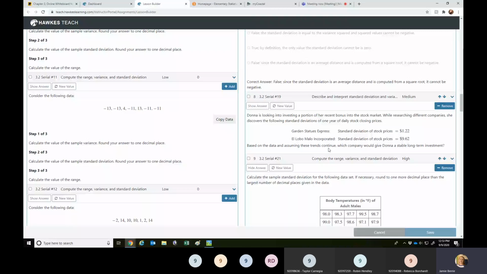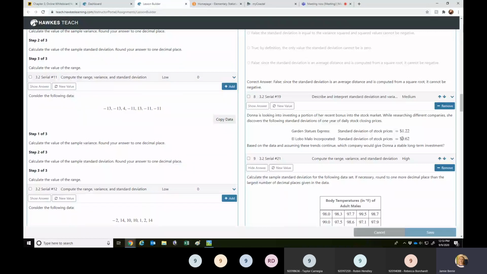So if you were investing in one of these companies and you wanted a stable long-term investment, you would want to go with Garden Statues Express because there's less variation in the stock prices. So if you buy it at whatever price, say that you buy it at $39 per share, then in general, it's going to stay pretty close to that $39. It might go up to $40. It might go down to $38. But in general, it's staying within $1.22 of your purchase price.